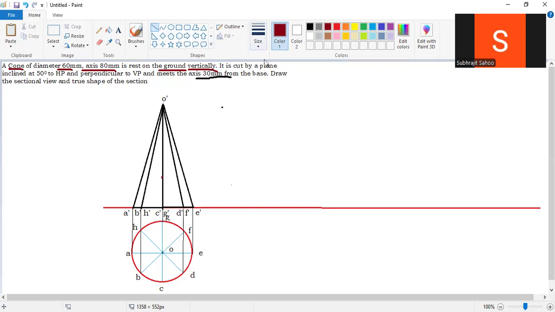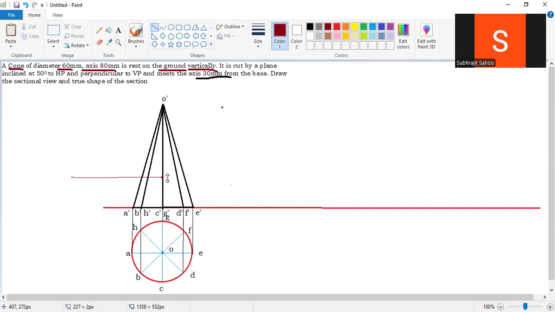So what will I do? First draw the horizontal line. Why, sir? Because I will keep the protector here. In the earlier cases, I drew the line on this side and the true shape on this side, but this time I'm going to draw on this side. So no problem at all. You can choose this side option also, not a problem at all, right?